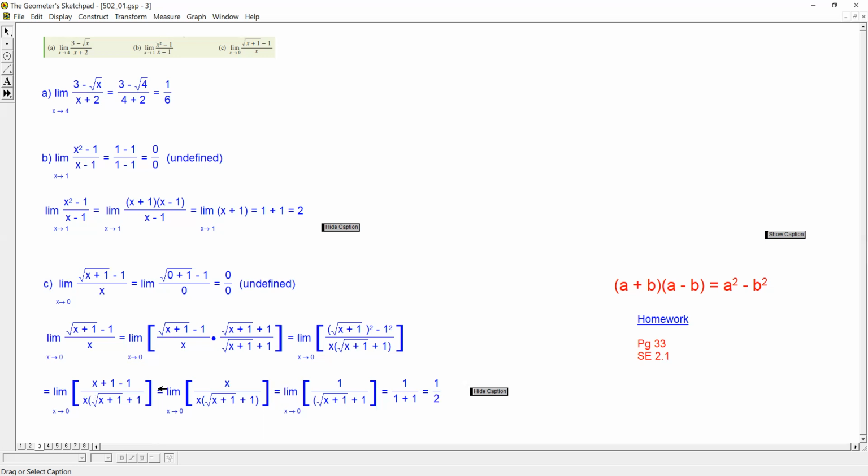And the x can cancel with the x at the bottom. So I have only this one left: 1 over square root of x plus 1, plus 1. Now no more square root, so I can substitute in 0. When I substitute in 0, 0 plus 1 is 1, and the 1 outside becomes 2. So the limit is actually 1 over 2.